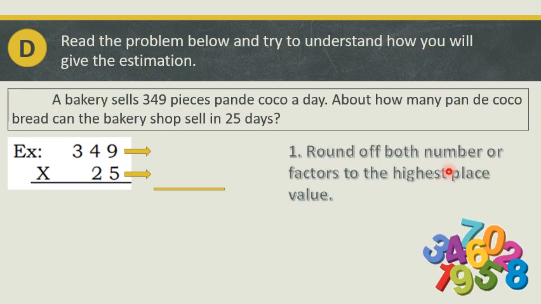Okay, so ang una na gagawin natin is to round off both numbers or factors to the highest place value. Katulad ng ginawa natin kanina sa learning task natin, so kung ano yung highest place value, so dito ito ay ones, tens, hundreds. So ito yung pinakamalaking place value natin. Dito ones, tens. So ito ang pinakamalaki natin yung tens. Doon natin siya i-round off.